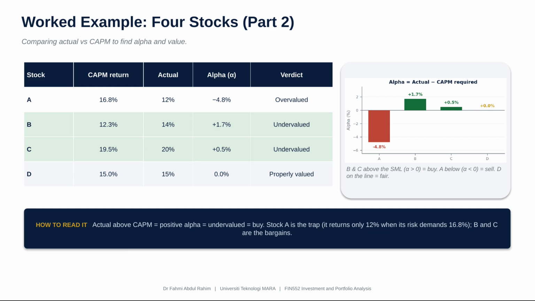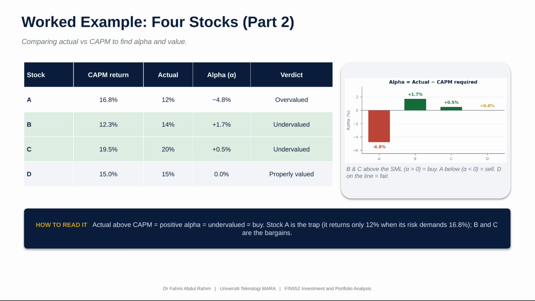So stock B is undervalued, a bargain to buy. For stock C, CAPM says 19.5% and it returns 20%, an alpha of plus 0.5%, also positive, so C is undervalued too, a smaller bargain. And for stock D, CAPM says 15% and it returns exactly 15%, an alpha of 0, so D is properly valued, sitting right on the SML, fair.